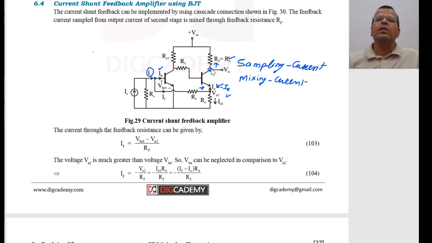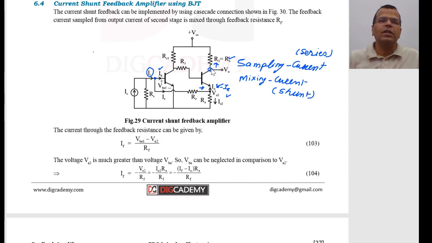Interestingly, the sampling is current, mixing is current, but on output side current sampling is also known as series sampling. I repeat the word, that is series sampling. And current mixing on input side is known as shunt mixing. Fine. So current sampling is series sampling.